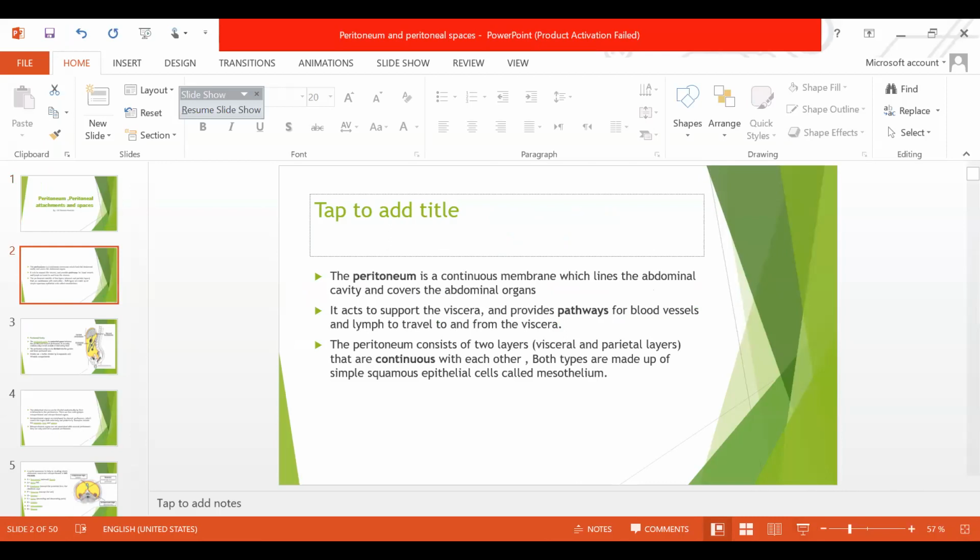The peritoneum consists of two layers, the visceral and parietal layers.